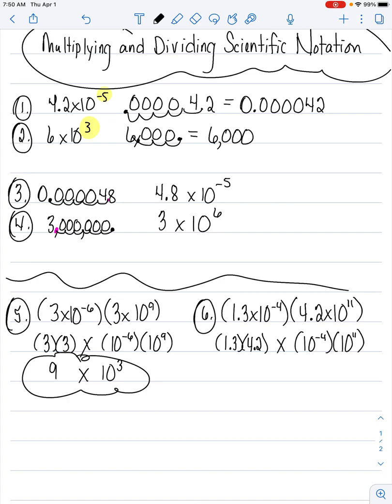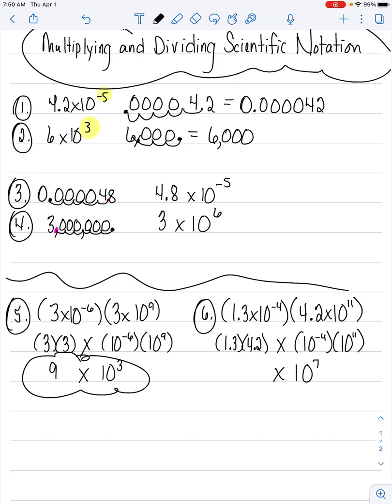I'm going to go ahead first and simplify my 10s. So the product rule says keep the base, add the exponents. Negative 4 plus 11. The signs are different, so we actually subtract, but negative 4 plus 11 is 10 to the, let me think here.